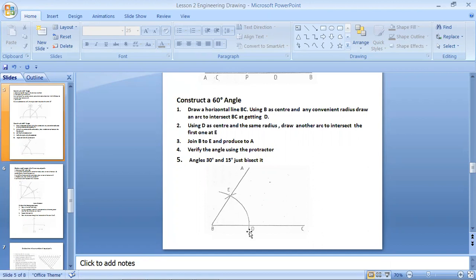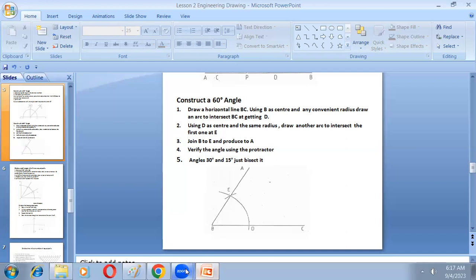When you have the arc like this, without changing the size that you opened the compass to create the first arc, you stand in D and cut here the first arc that you created. When you cut this first arc, then you draw the line from B, passing through the intersection, and that angle, that space formed by the two lines sharing the same point B, is going to be a 60-degree angle.